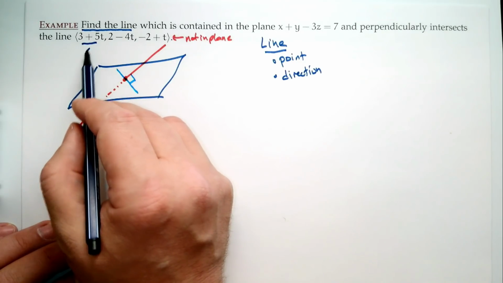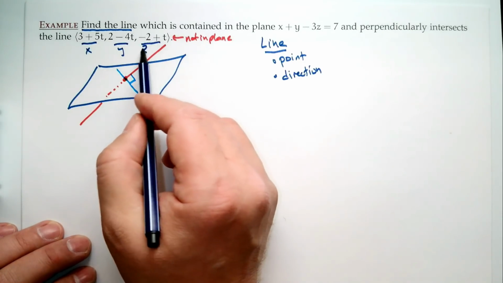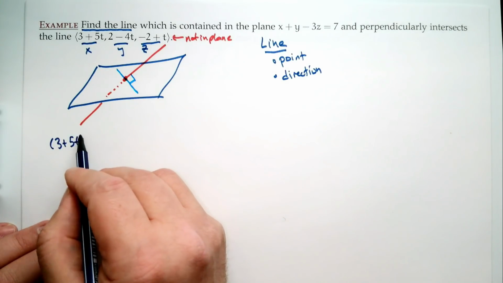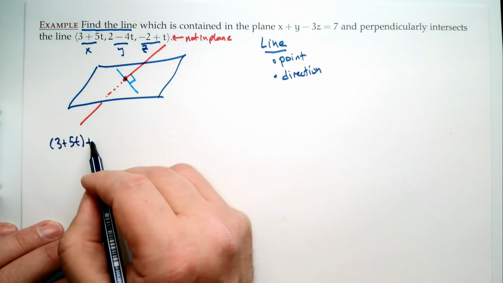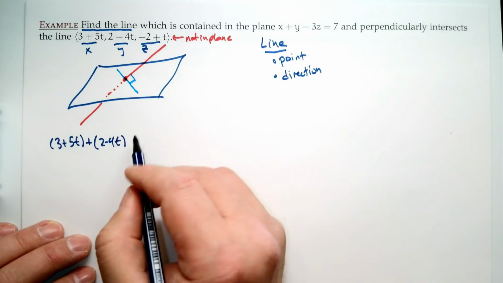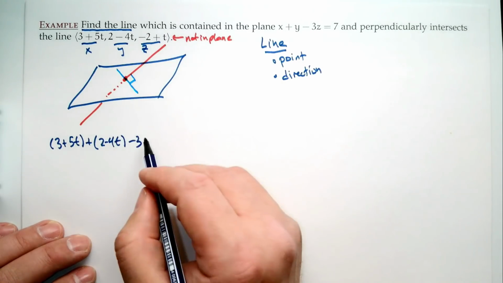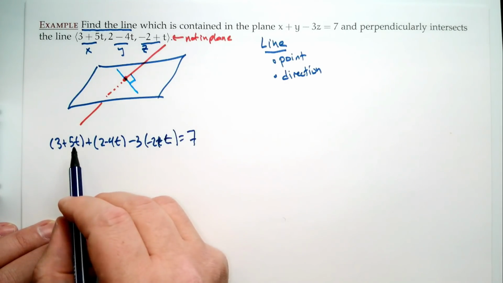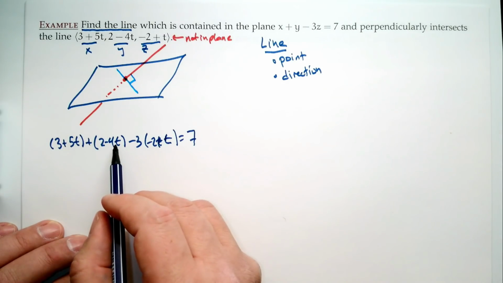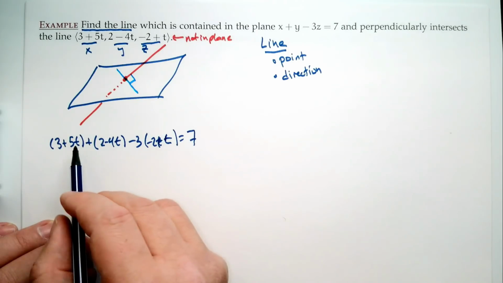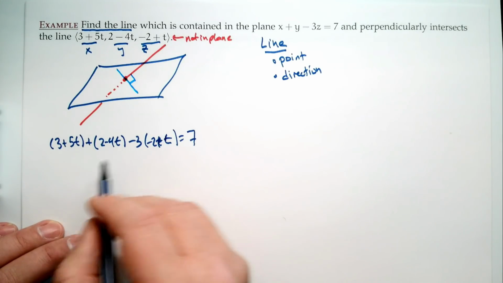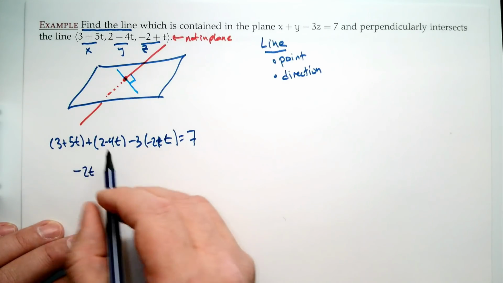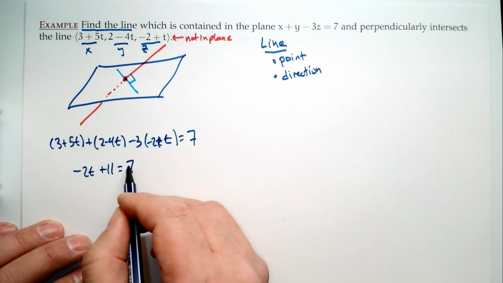If we think of our original line, we have our x, y, and z. We plug those in. So we'll intersect the plane when x, 3 plus 5t, plus y, which is 2 minus 4t, minus 3 times z, minus 2 plus t, is equal to 7. So we start grouping. That's 5t minus 4t minus 3t, which would be negative 2t. 3 plus 2 plus 6, that'd be 5, that'd be plus 11, equals 7.